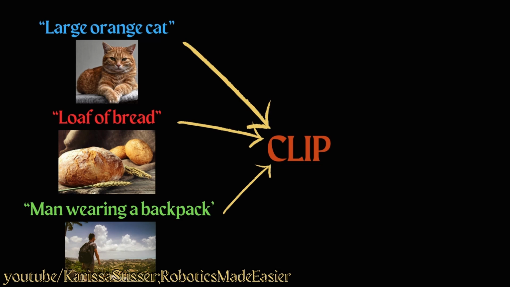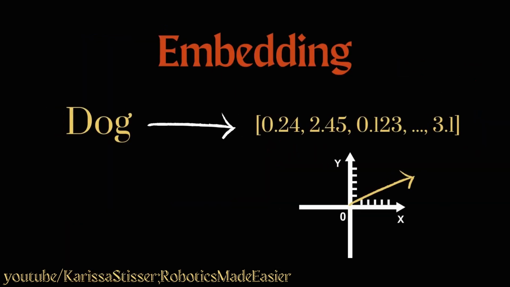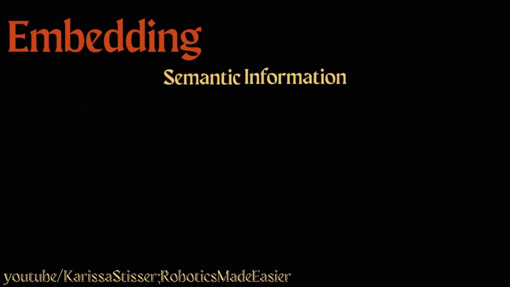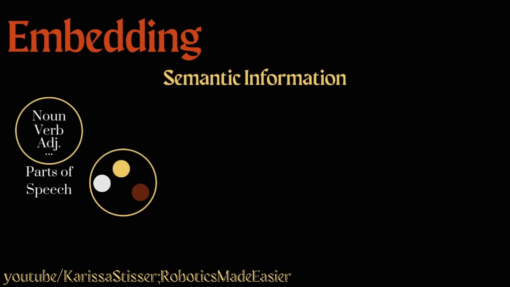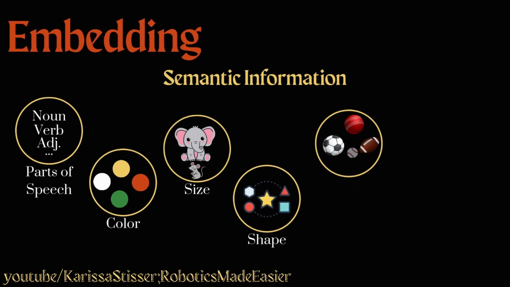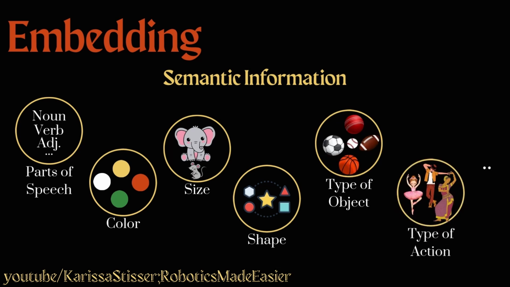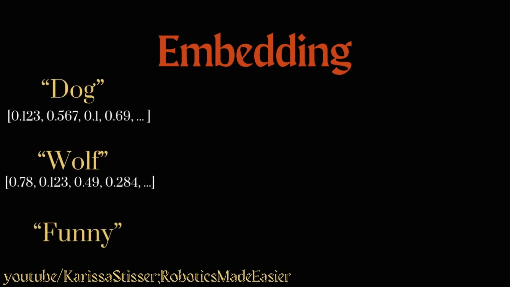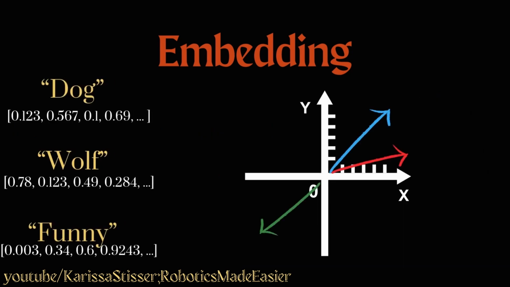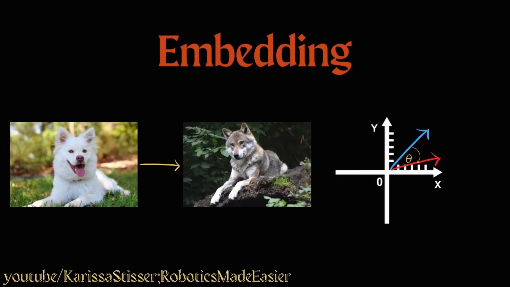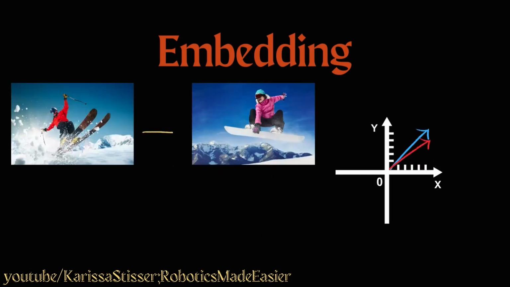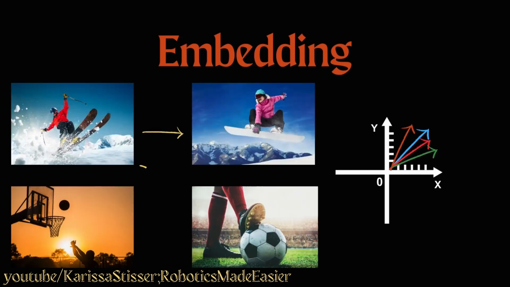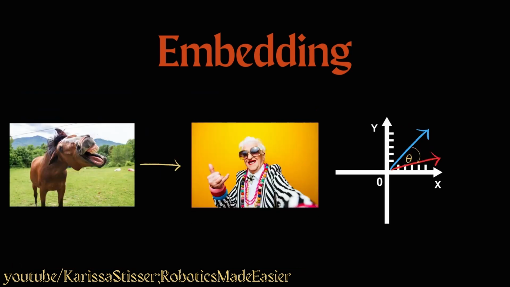phrases extracted from the input text into embeddings. An embedding is a way we can store multi-dimensional numerical data in place of words, capturing semantic meaning like parts of speech, color, size, shape, type of object, type of action, and much more, in numbers, which work more easily in machine learning models. Each word is represented as a vector, and words with similar semantic meaning would have closer proximity. So, dog might be close to wolf, skiing might be closest to snowboarding, but also relatively close to basketball and soccer because they're all sports, and funny might be close to humorous.